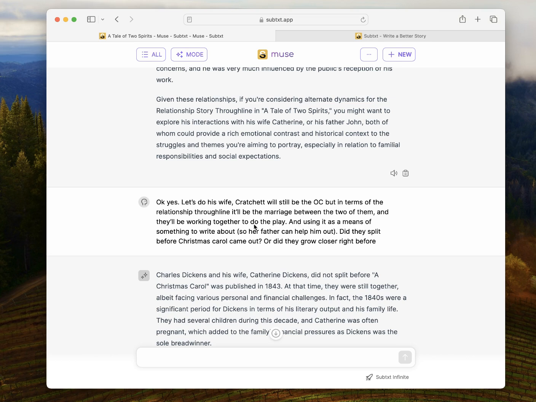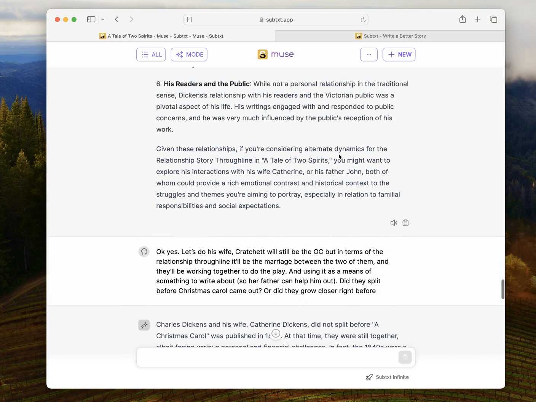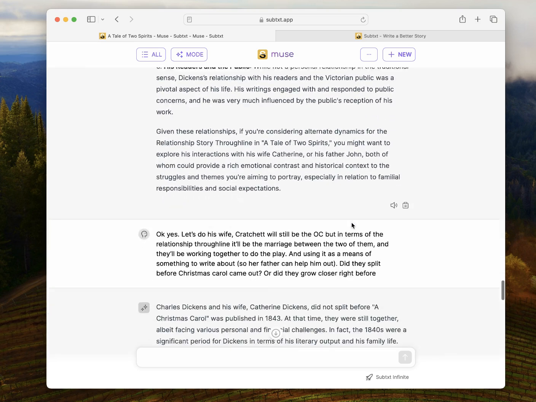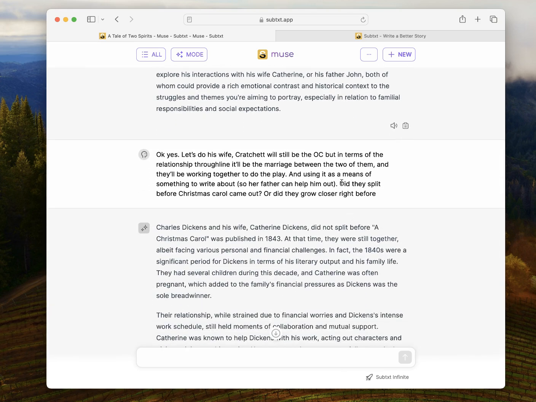And they'll work on the play together. That made way more sense to me. And using it as a means of something to write about, so her father can help him out. Oh, I think because her father, George Hogarth, was Catherine's father and also an editor who worked with Dickens. Their professional and personal relationships were significant, as Hogarth was supportive of Dickens' career. So I thought that would be really cool. Let's work on this play together, and then that will give something that you can tell my father.